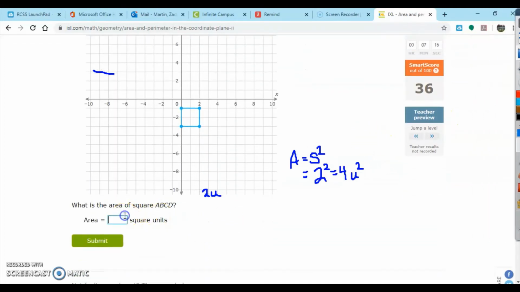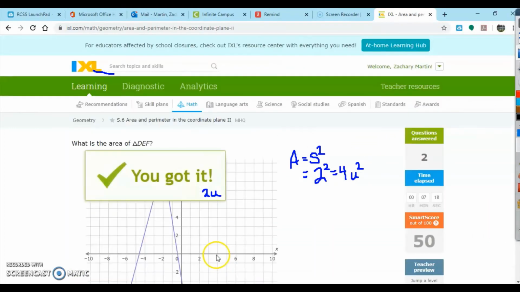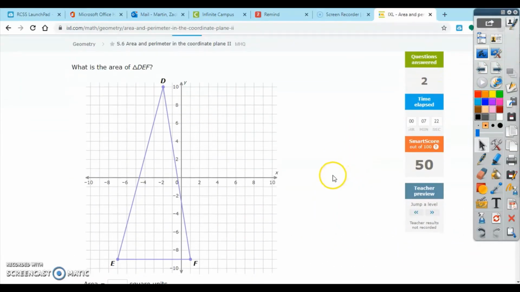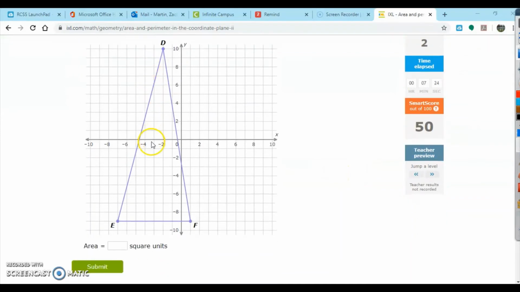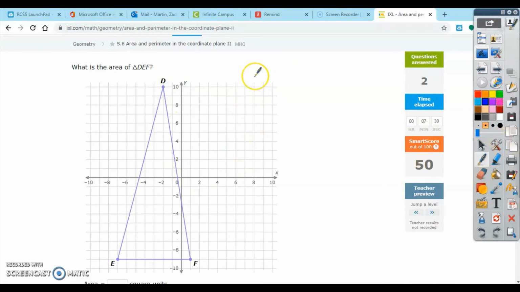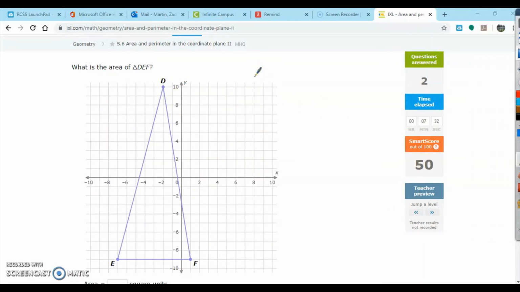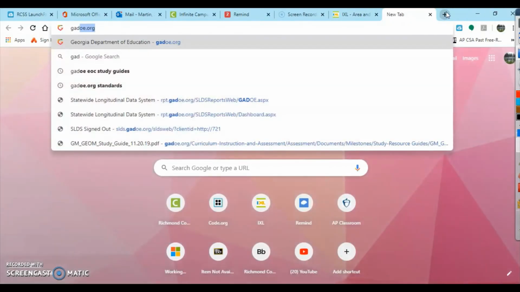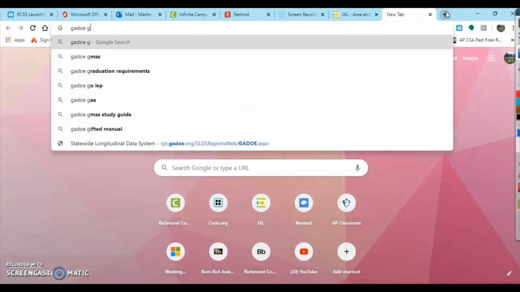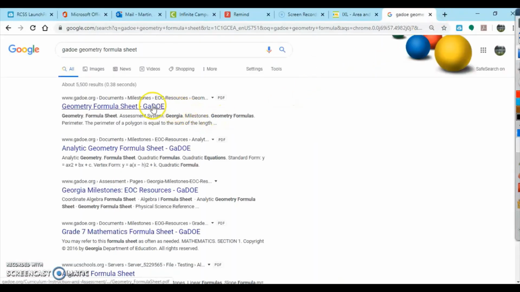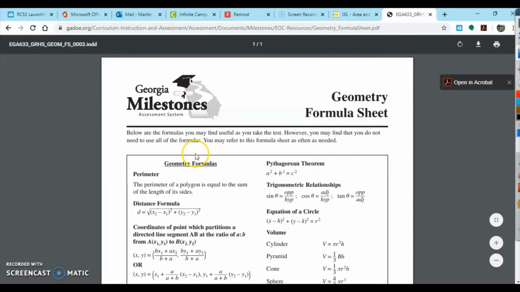Let's scroll down. Fantastic. We got it. Let's get rid of the annotations. What's the area of triangle DEF? Well, we haven't done a triangle yet, so let's try to figure this out. To find the area of a triangle, you've got to remember your area of a triangle formula, and all the formulas that would have been given to you on the end of course test, the Georgia DOE geometry formula sheet. Here it is right here from the Georgia Department of Education.